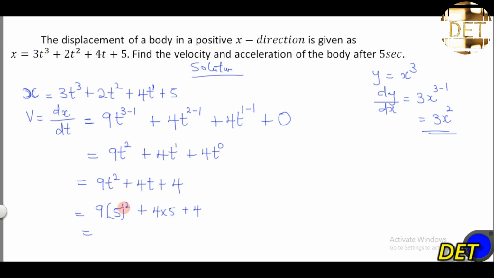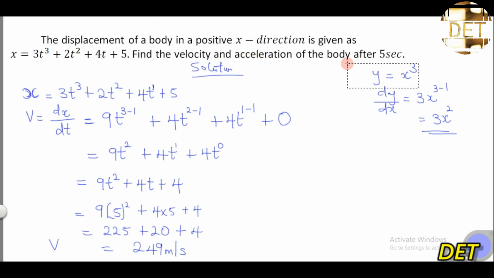5 times 5 will give us 25, right? 25 times 9 will give us 225, plus 4 times 5 will give us 20, plus 4, right? So 225 plus 20 plus 4 will be equal to 249 meters per second. So this is our velocity, right? Our velocity is equal to 249 meters per second. Then the next thing that we have to look for is the acceleration.